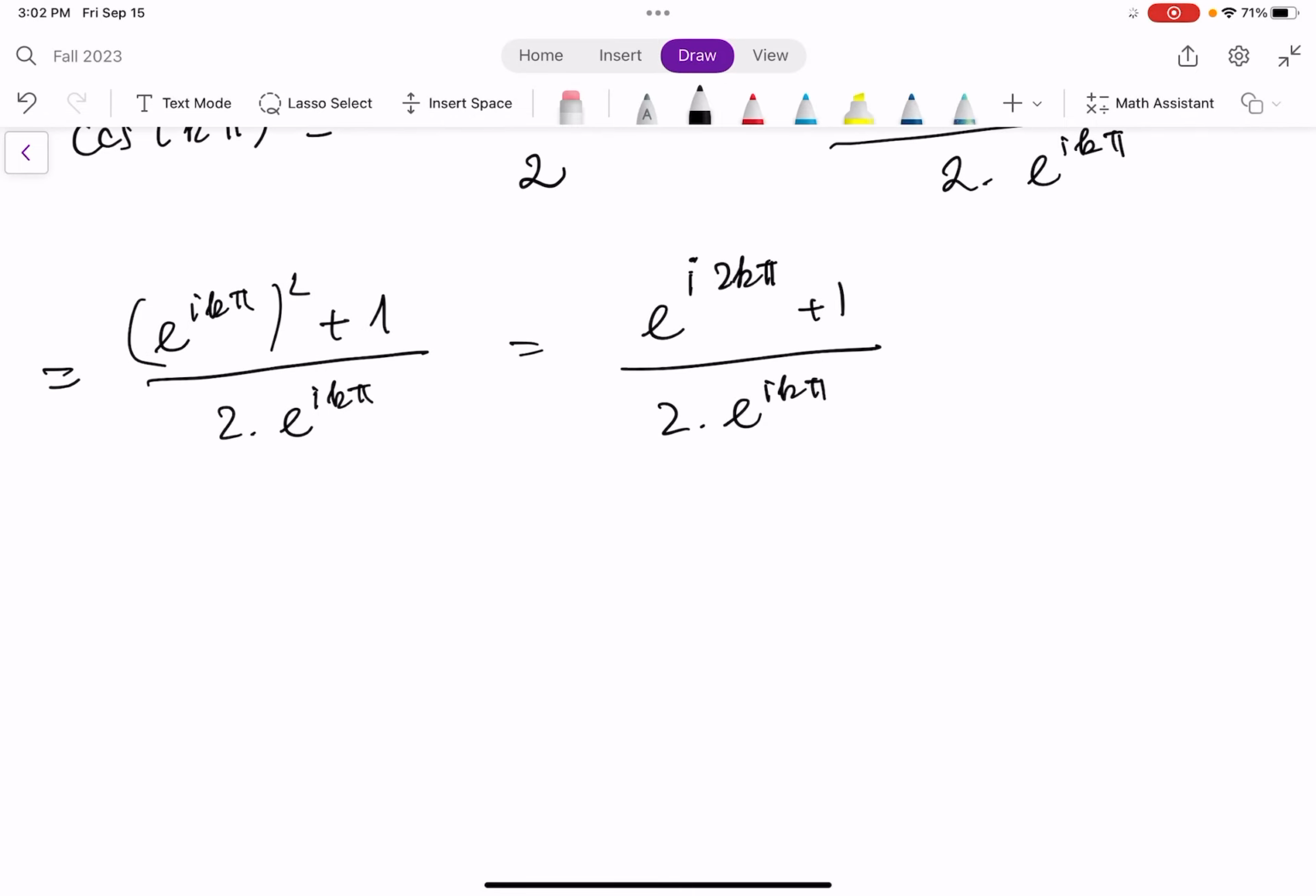So let's go ahead and evaluate e to the power 2ikπ and see what we get. Okay, so e to the power of 2ikπ will be equal to, if you remember the formula, I times sine of 2kπ.